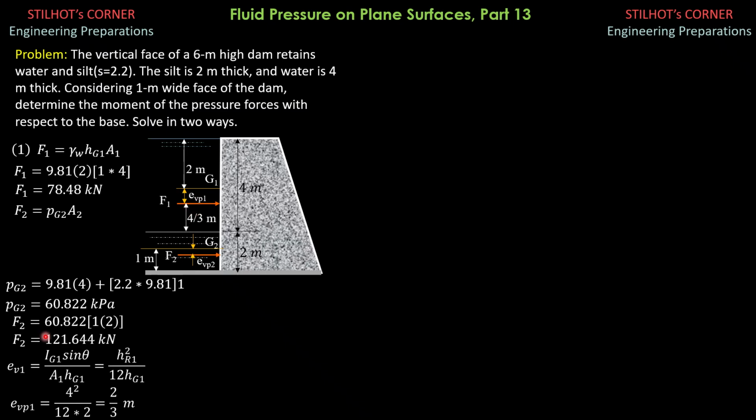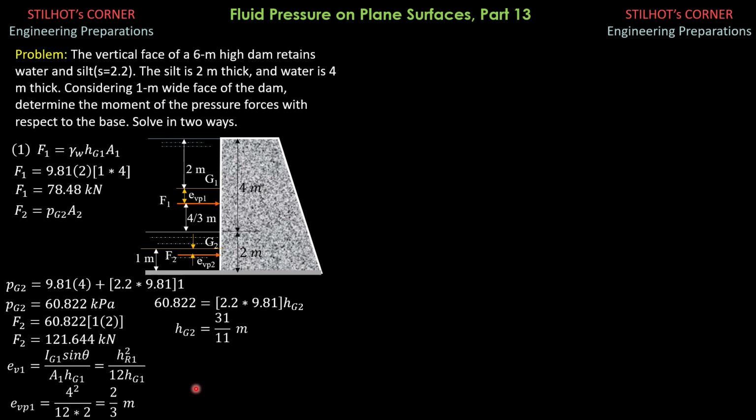EVP2, let's solve for HG2. Pressure at G2, 60.822, is equal to the specific weight of silt, because area 2 is in contact with silt, times Hg2. So 60.822 equals 2.2 times 9.81 times Hg2. So Hg2 is 31 over 11 meters.